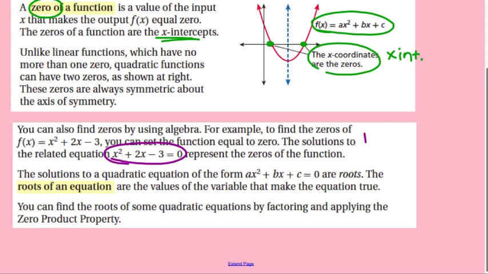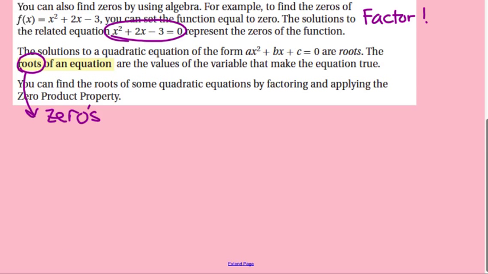And a lot of times you're going to factor, factor, factor. And in a quadratic equation there's going to be up to 2 roots. Roots are the same thing as zeros. And one of the important things here, you can find the zeros of a quadratic equation by factoring and applying the zero product property. So let's go on to our first example.